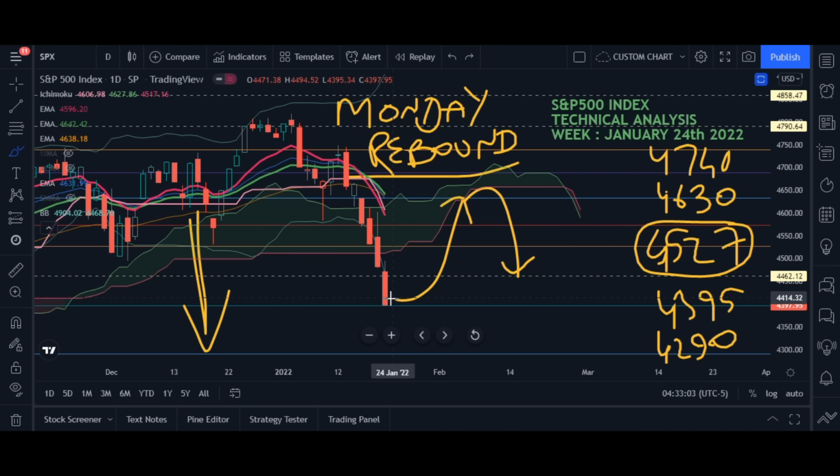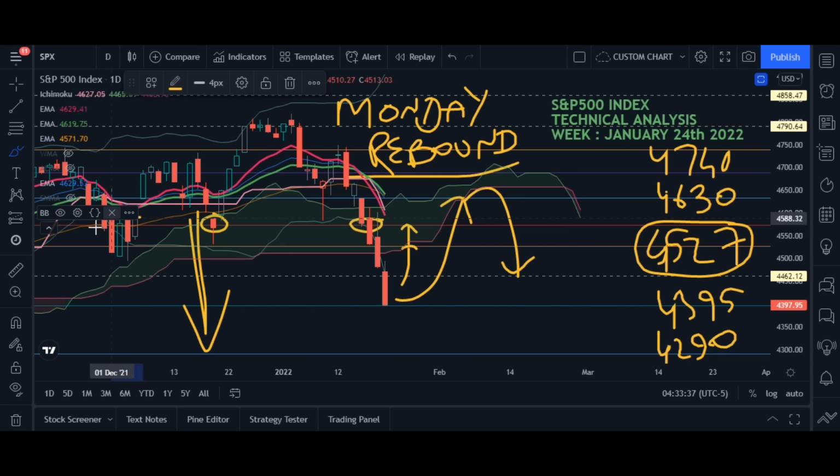Because this retrace that I'm expecting on Monday will be a heavy rebound, a heavy retrace, there are very heavy chances that it will hit 4527. After hitting 4527, it may take a break. If not, then it will further move up towards this resistance at 4575. When it hits 4575, we can expect that the market will halt here around 4575.